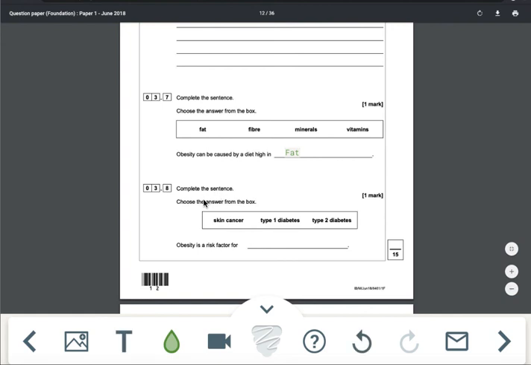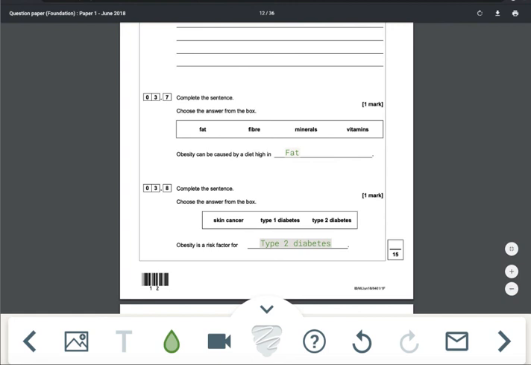Next question. Complete the sentence again. Choose an answer from the box again. Obesity is a risk factor for skin cancer, type 1 diabetes or type 2 diabetes. If you think back and you remember, the answer is type 2 diabetes. Okay, and if we just go through the options, it should be fairly clear that skin cancer has nothing to do with causing obesity. Having skin cancer will not cause you to be obese. It should be quite clear that there's not much link between the two. Then you're just left with type 1 diabetes and type 2 diabetes.